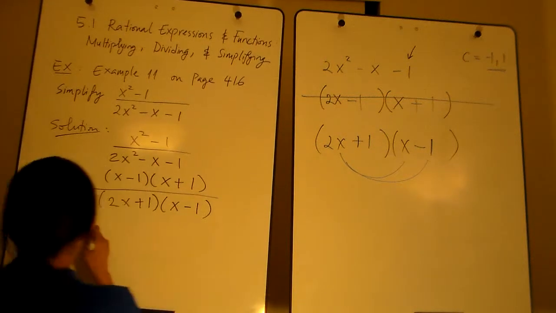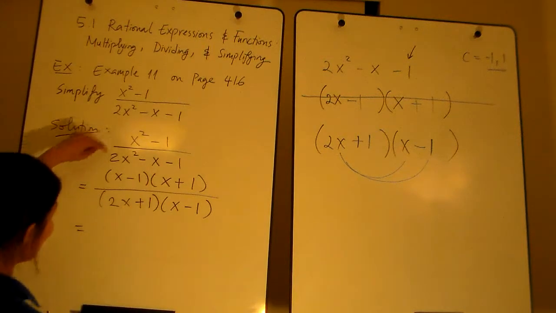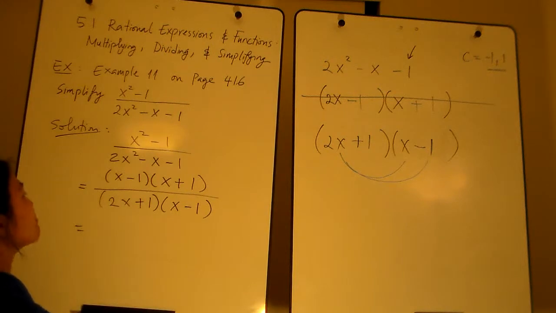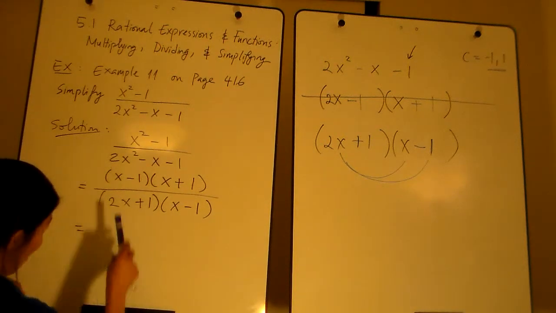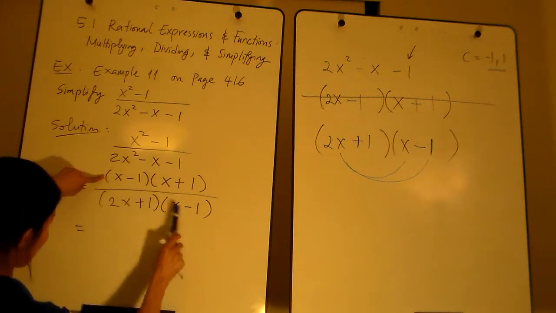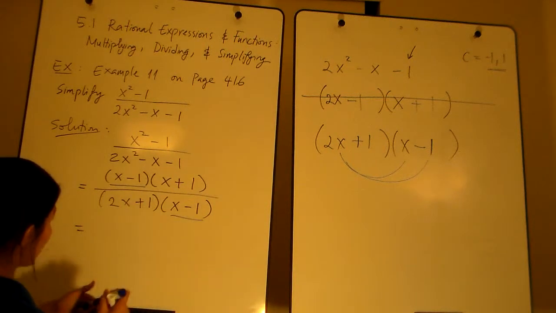Alright, the trinomial 2x squared minus x minus 1 is factored into the two terms, 2x plus 1 times x minus 1. Now, we have factored the numerator and the denominator. Our next thing to do is simplify. So you need to find the common factors in the numerator and denominator. Let's start with x minus 1. Is there x minus 1 in the denominator? Yes. So x minus 1 here, x minus 1 here.